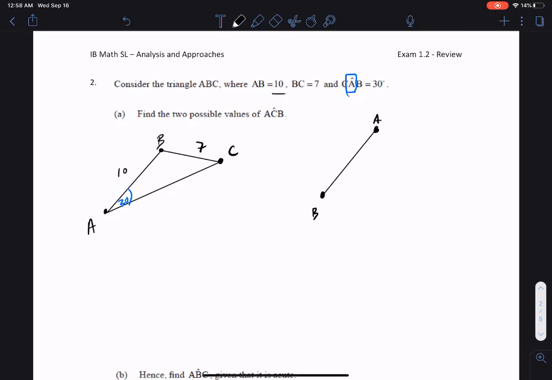And then B, this will be 10, this distance. And then from B to C, which is only 7, should be shorter. And then this right here, I have to be careful. That's not a right angle, okay?